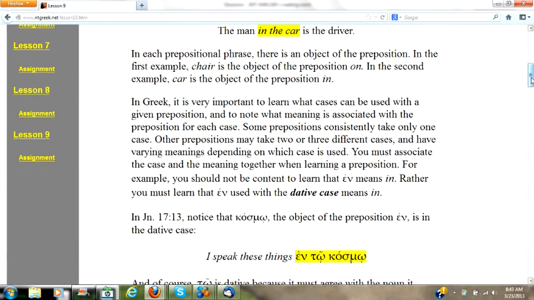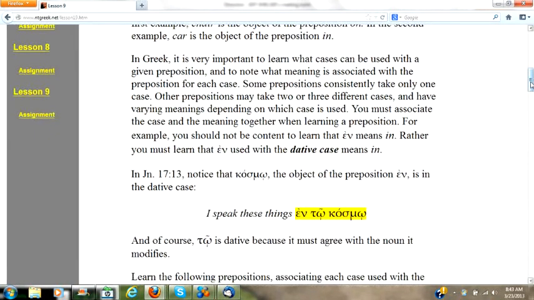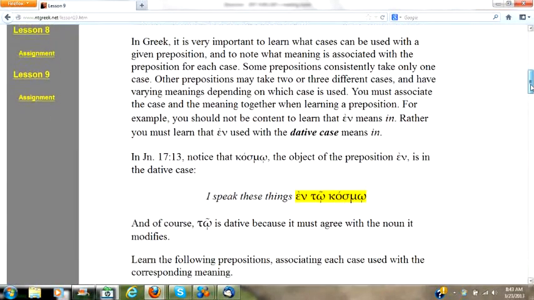For example, you should not be content to learn that en means in. Rather, you must learn that en used with the dative case means in. In John chapter 17, verse 13, notice that kosmo, the object of the preposition en, is in the dative case. I speak these things en to kosmo, in the world. En is the preposition. Kosmo is the object of the preposition. It's in the dative case. And of course, to is dative because it must agree with the noun it modifies.